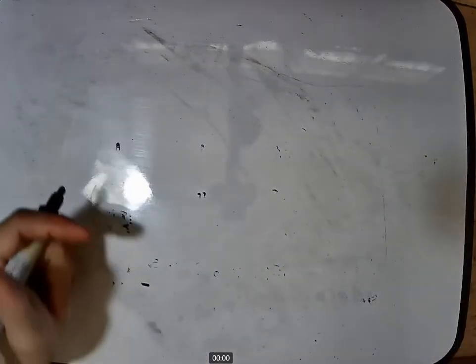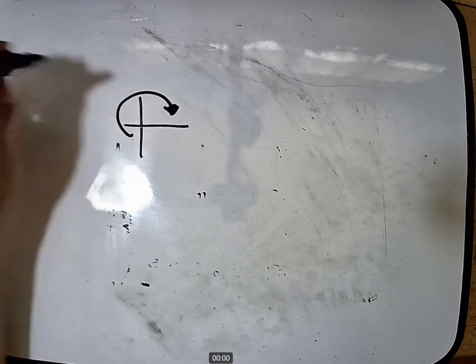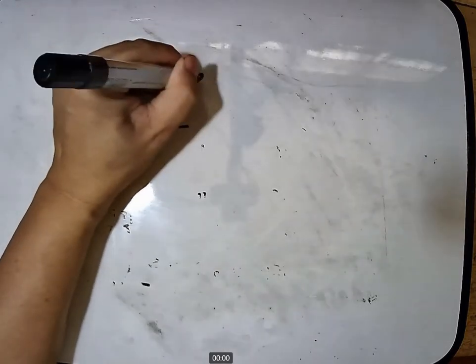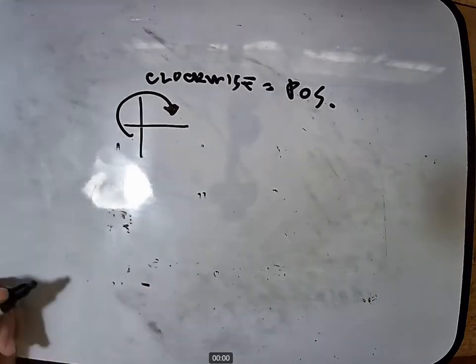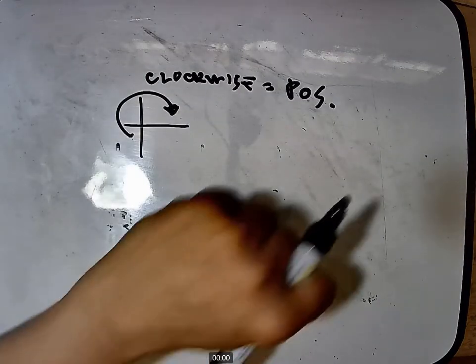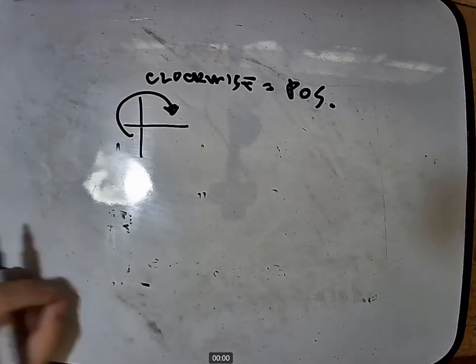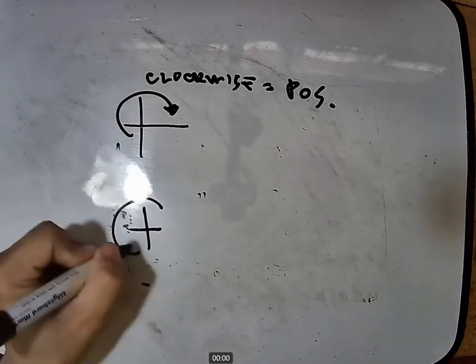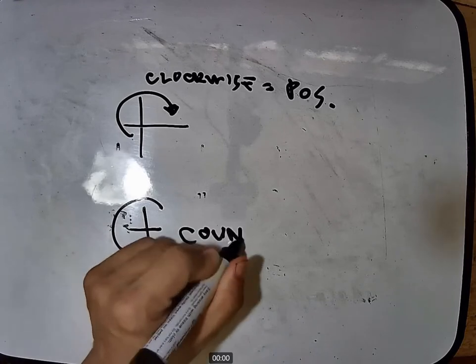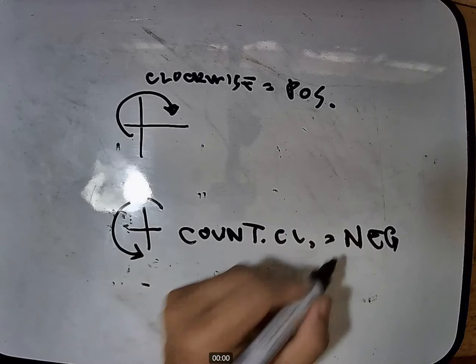Okay, so next, for clockwise moment naman. So, clockwise, gagamitin natin ay positive. Isipin mo na lang yung relo. Okay? Time moves forward. So, it is positive. Kapag counterclockwise, gagamit tayo ng negative sign.